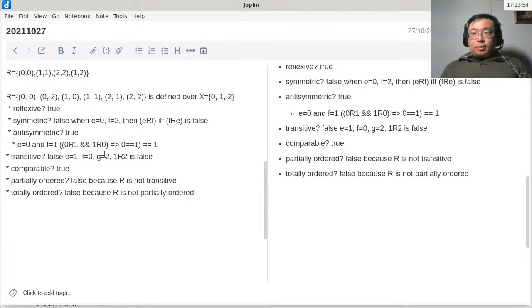It is still in the relation module. You need it to be partially ordered, and then on top of that you need it to be comparable. So even though in this case it is comparable, since it's not partially ordered, it cannot be totally ordered. So you need a relation to be partially ordered and on top of that comparable in order for the relation to be totally ordered. There you go.